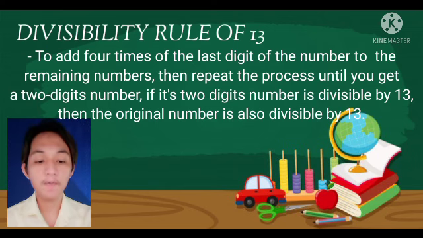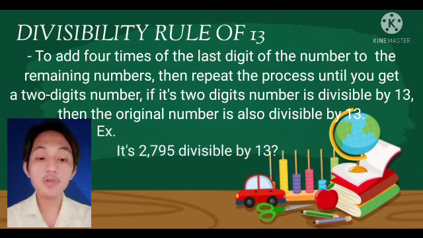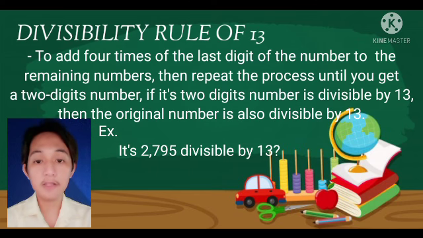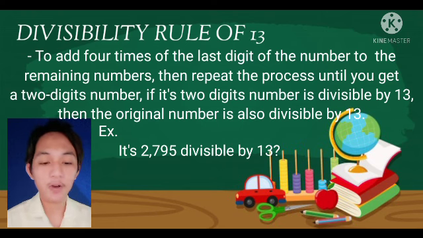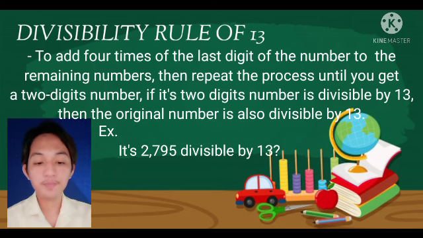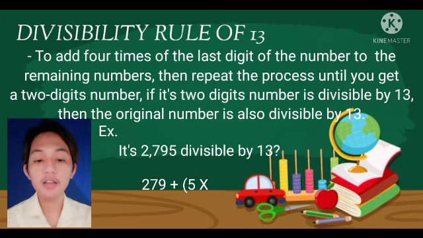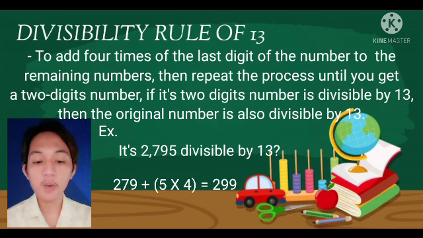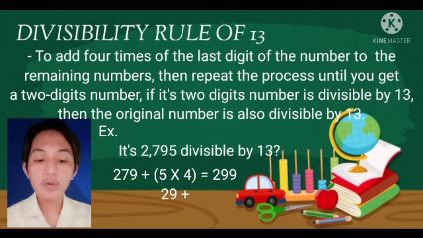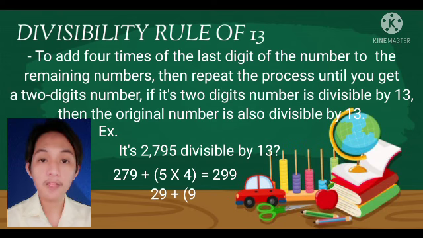For example, is 2,795 divisible by 13? So we need to follow the instruction. In 2,795, the last digit is 5. So we need to multiply it by 4 and add it to 279. So 279 plus 20 is 299. And we need to repeat the process.